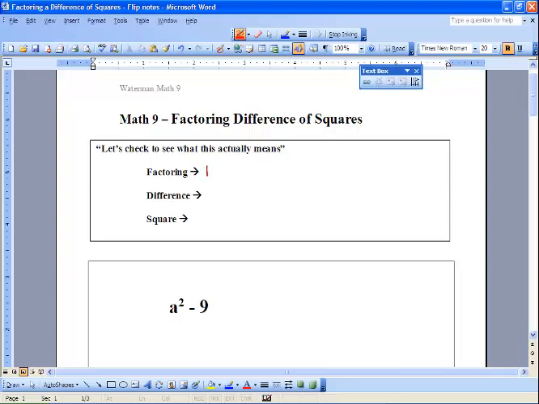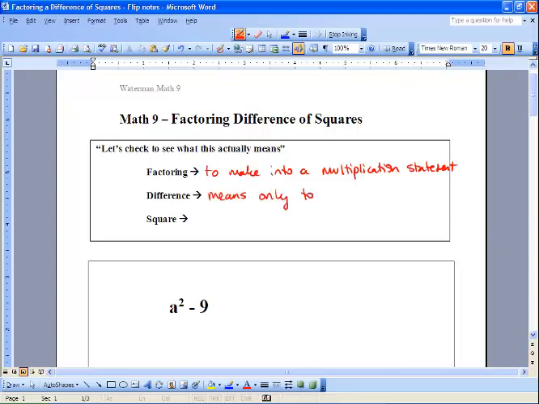Factoring means to make something into a multiplication statement. Then we need to think about, what does the word difference mean? Difference means only to subtract.